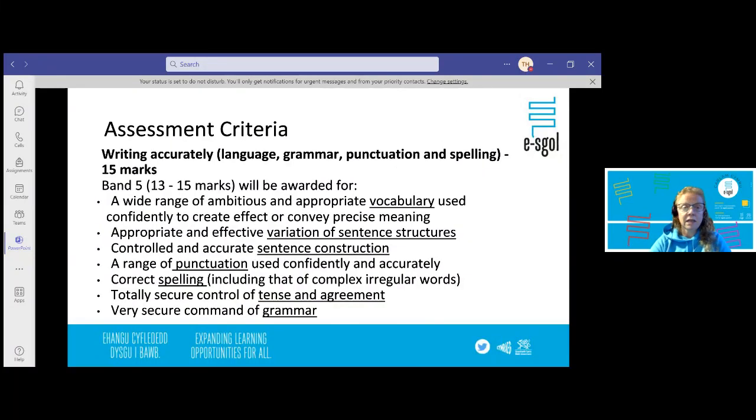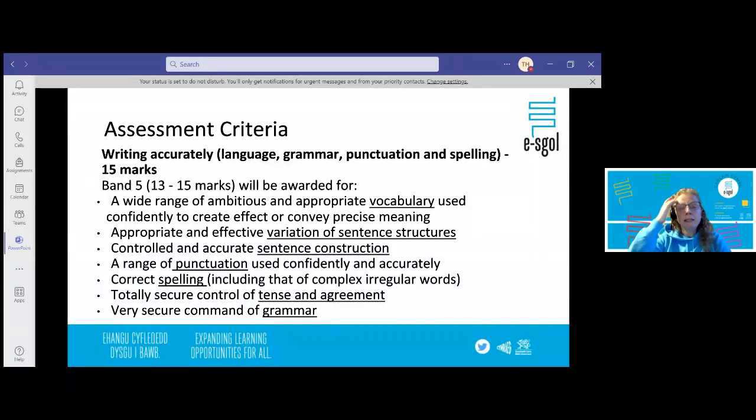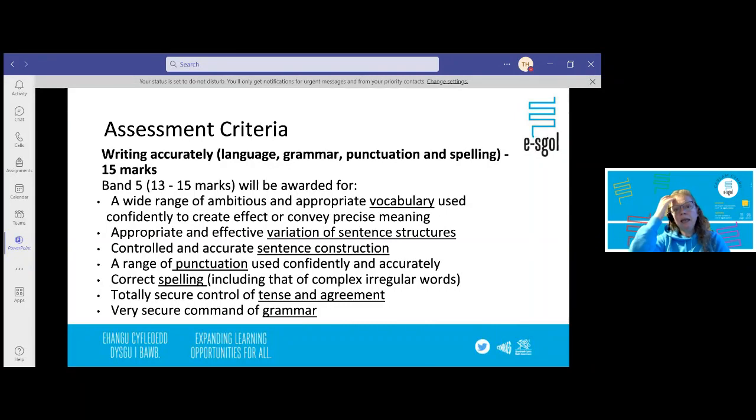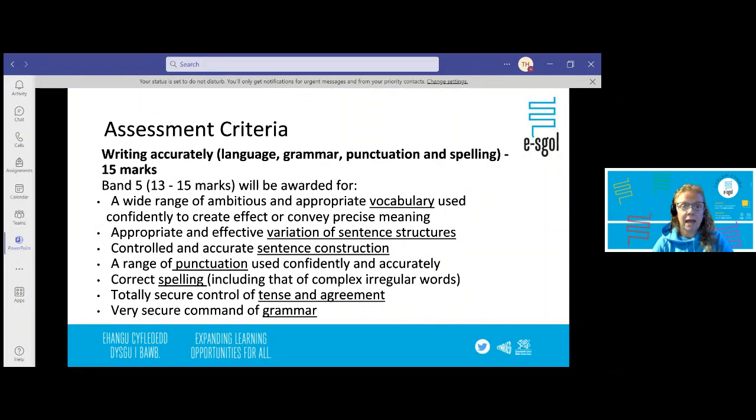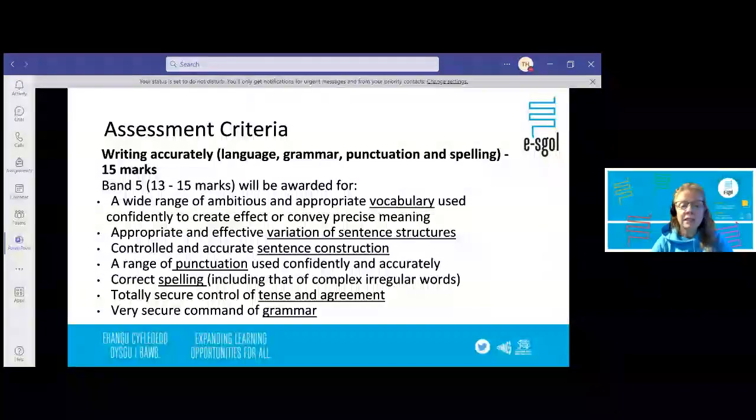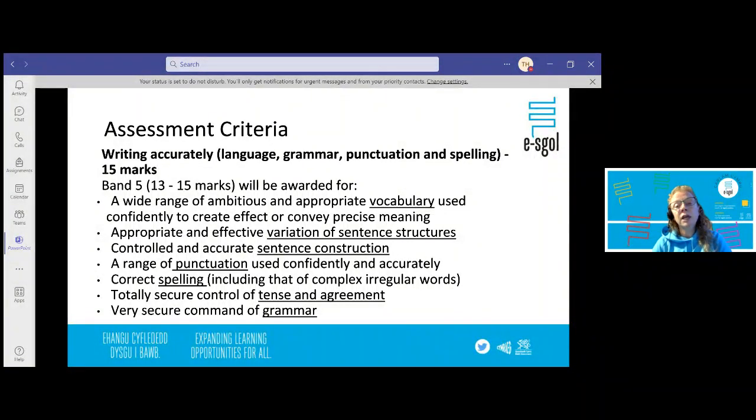Okay, and then you've got the assessment criteria for the writing accuracy. And again, you've got your range of ideas there. You need ambitious vocabulary. You need a variety of sentences. You need a variety of sentence construction, which is accurate. You need a range of punctuation. You need correct spelling, including complex irregular words. So it's about using a variety of vocabulary and spelling those words accurately.